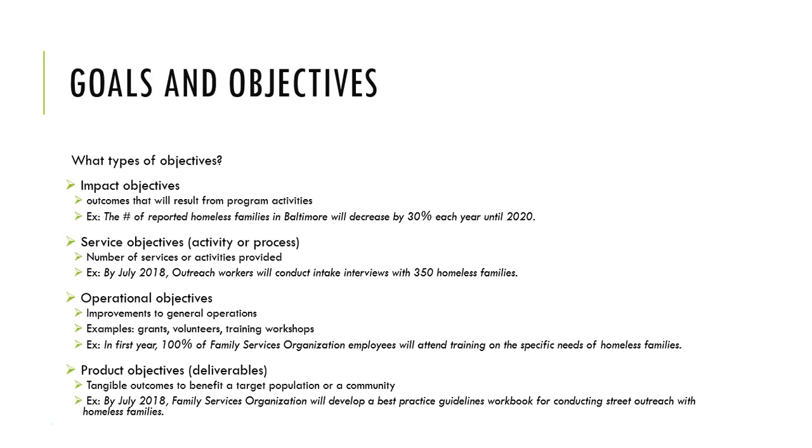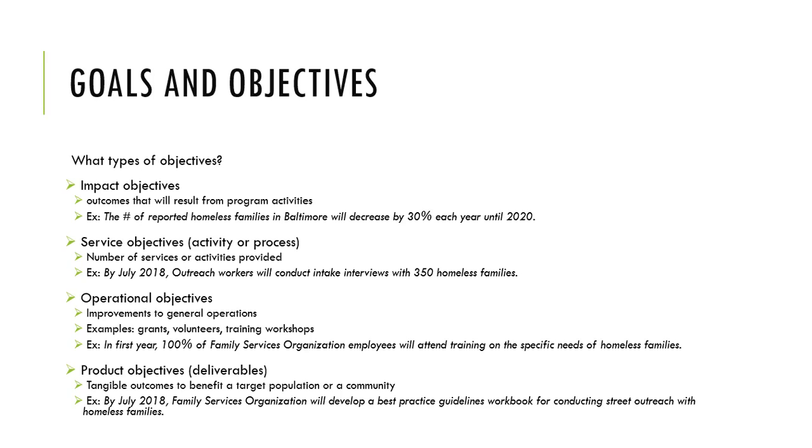So for example, we could look at the number of reported homeless families will decrease by 30% each year until 2020. If our overall goal is to end homelessness by 2020, then an impact objective is that the impact of the work that we are doing, so specific program activities, will result in a measurable decrease in homelessness until the attainment goal of 2020 is met.